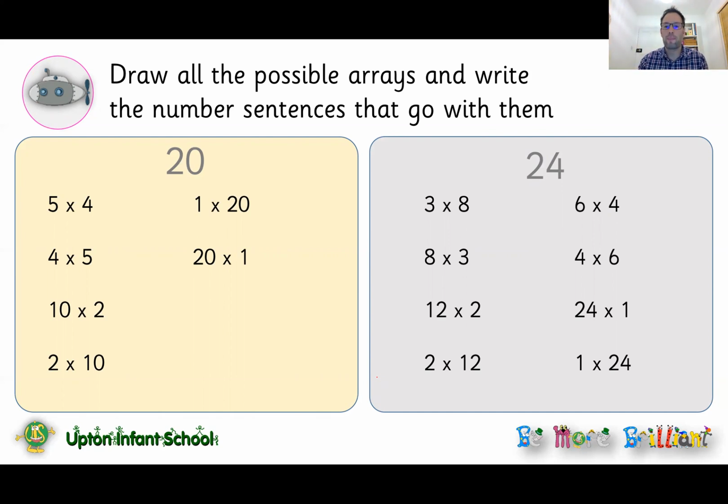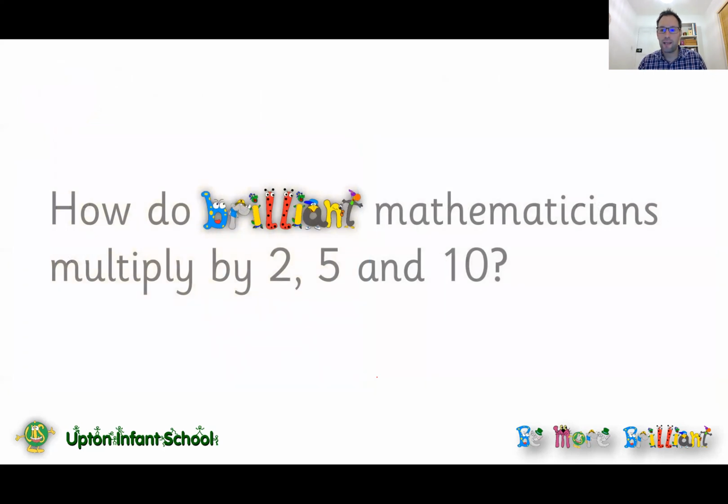Well done, everybody. And that brings us to the end of today's maths lesson. How do brilliant mathematicians multiply by 2, 5, and 10? And we've looked at some different ways of doing that. We've been using arrays to help us today. We've also had a little look at how we can use a number line to do that. And in our next lesson, we're going to be carrying on with our 2, 5, and 10 times table, and we're going to be solving some problems.